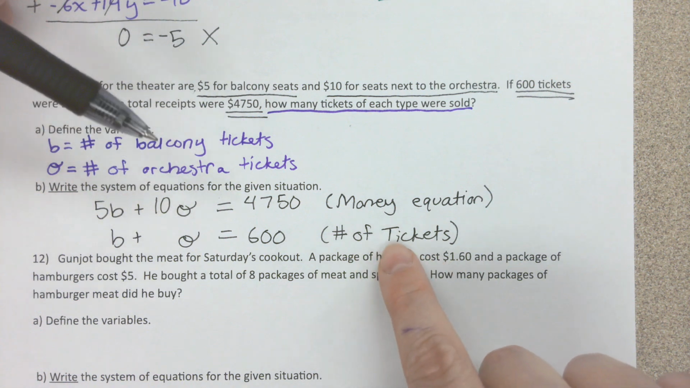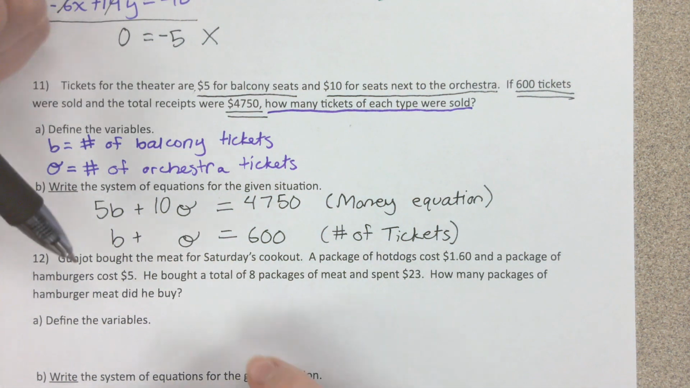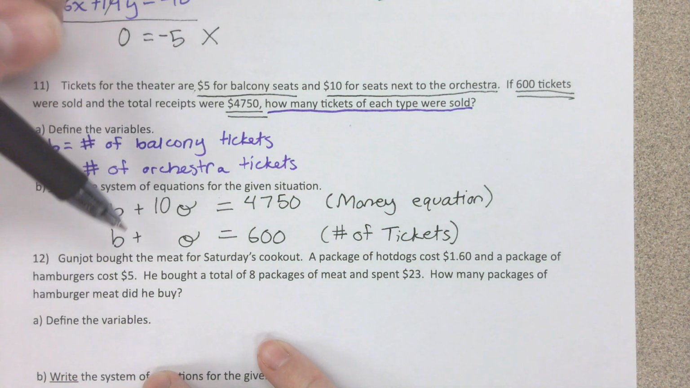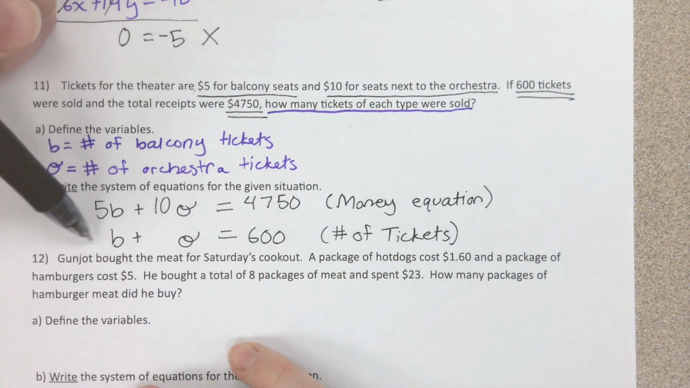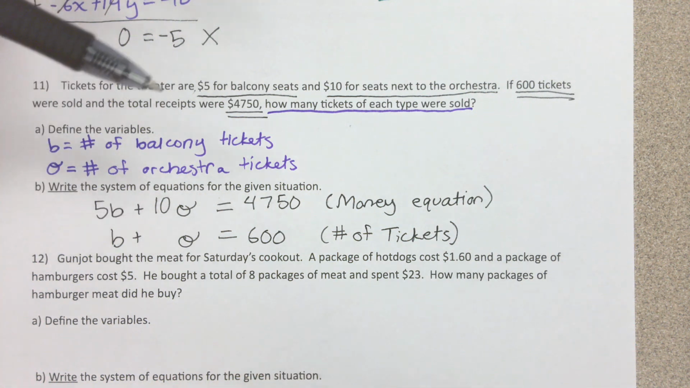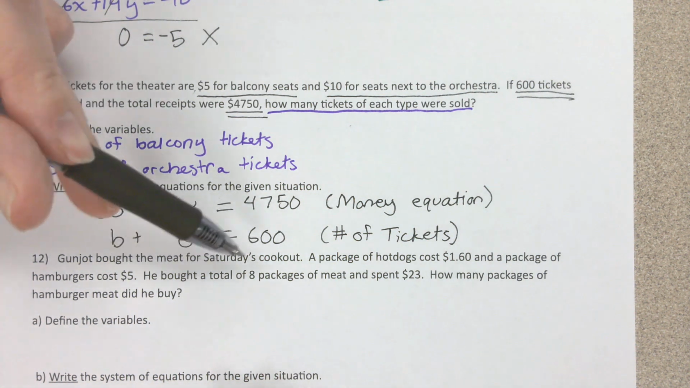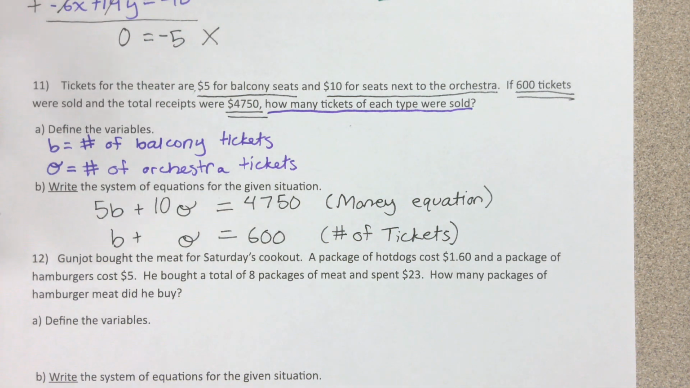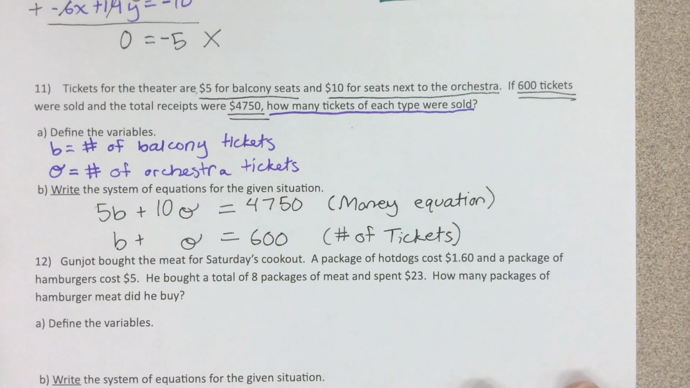Remember, the number of items, the number of tickets equation, doesn't care how much these cost. We just want to know the number of B tickets plus the number of O tickets is equal to 600 tickets. So we don't need to attach any extra information. It's just B plus O equals the total. That's it. This equation is actually much easier to write than the one above it, but most students will get the above equation and not the one under it. So don't overcomplicate this process. And that's it. That's the problem. That's all you need to do.